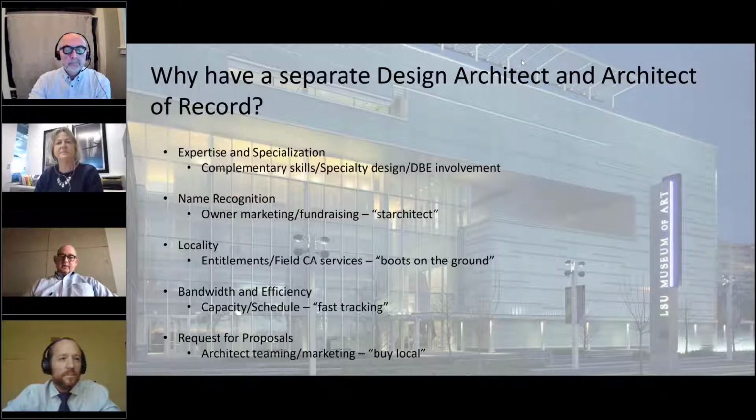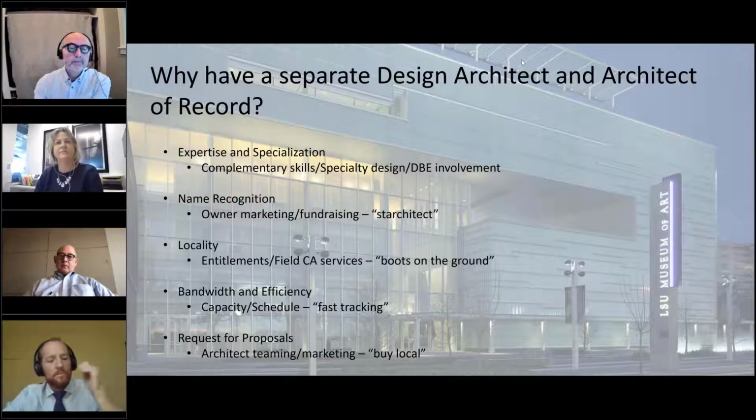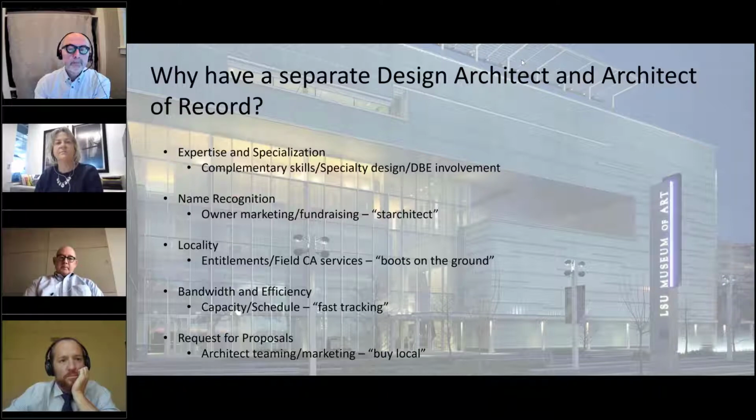Sometimes it's about bandwidth and capacity. Maybe it's possible to do the project more efficiently if two architects are working on it at the same time. Maybe one of the architects has a pre-existing relationship with the client but feels like they need more horsepower to get the project done if it's larger than one that they're accustomed to. And then sometimes the impetus for this comes from the architect's side.